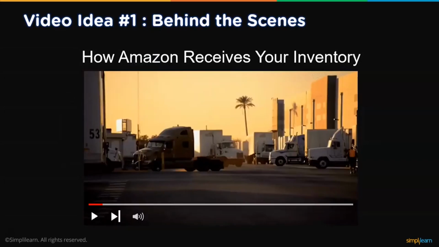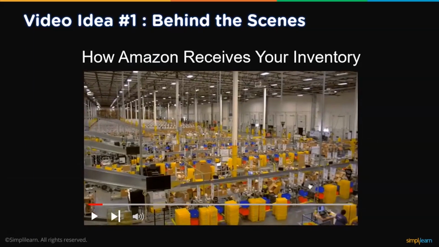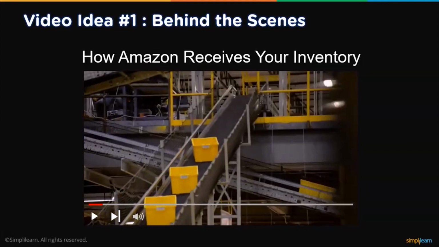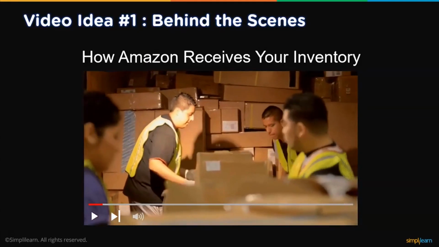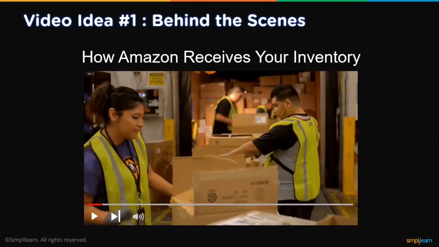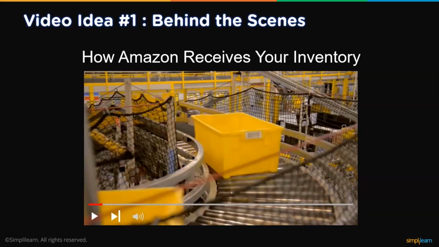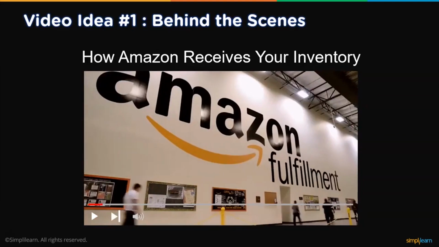Here's an example of how Amazon showcases the warehousing and distribution aspects of its products. It takes the viewers into the factories and involves the various people working there. This shows the audience that even in a large organization like Amazon, each individual has an important role to play in the overall process.